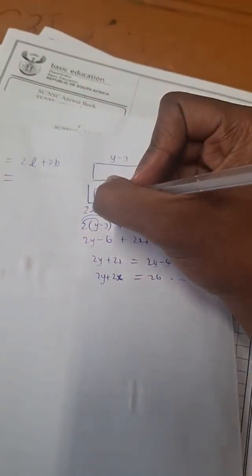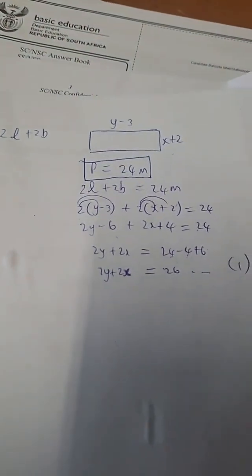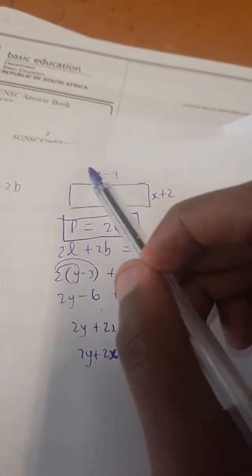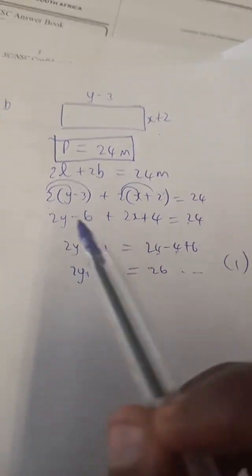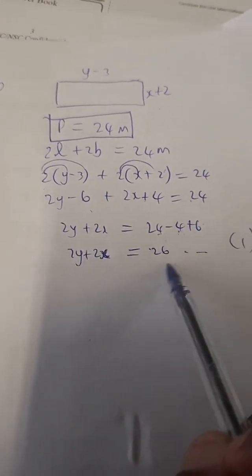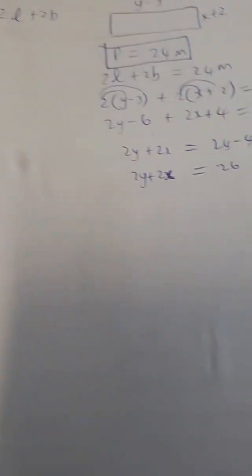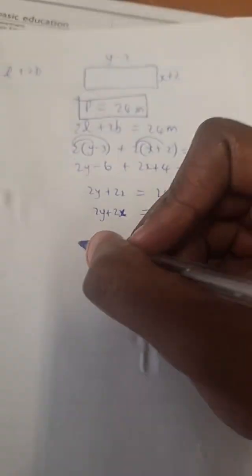So I use my concept of perimeter to set up an equation because I've been told that the dimensions of the rectangle are y minus 3 and x plus 2 respectively. So then I use that, I get my first equation. Remember, I was told that the area of the rectangle is equal to what? 32 square meters. So let's use the area of the rectangle.